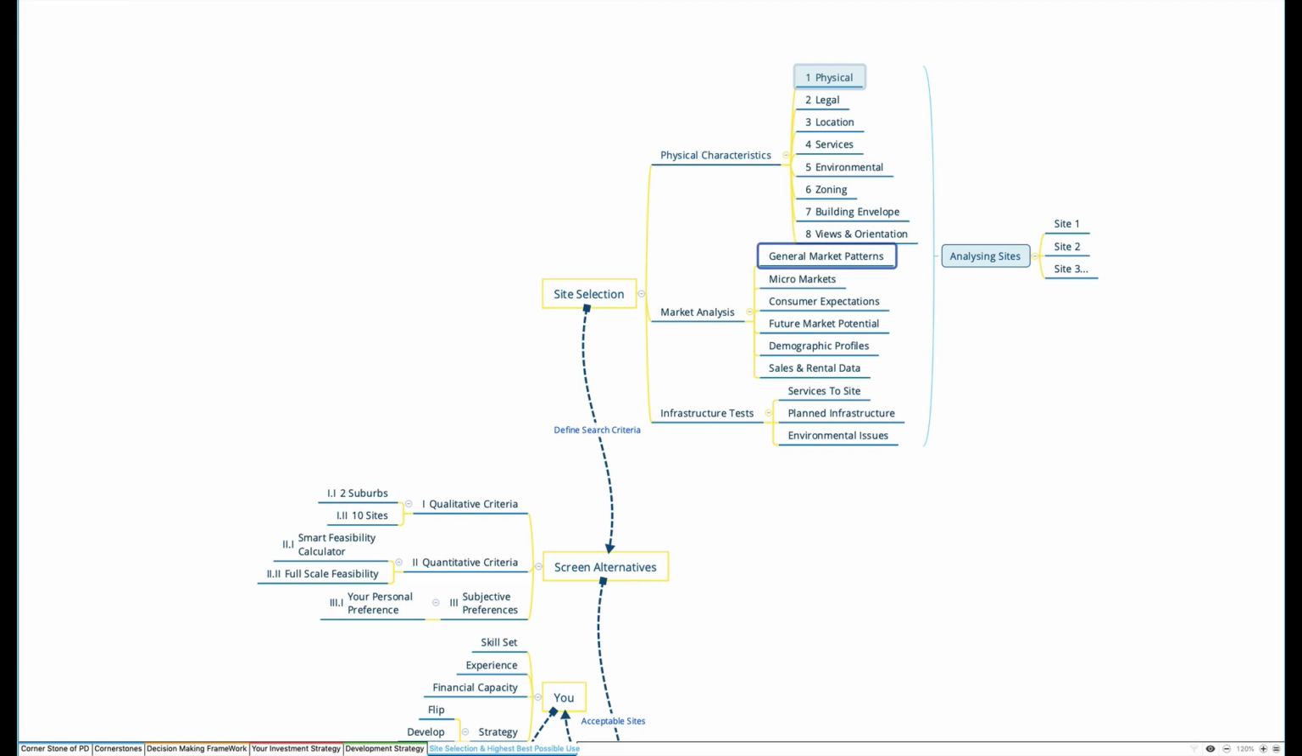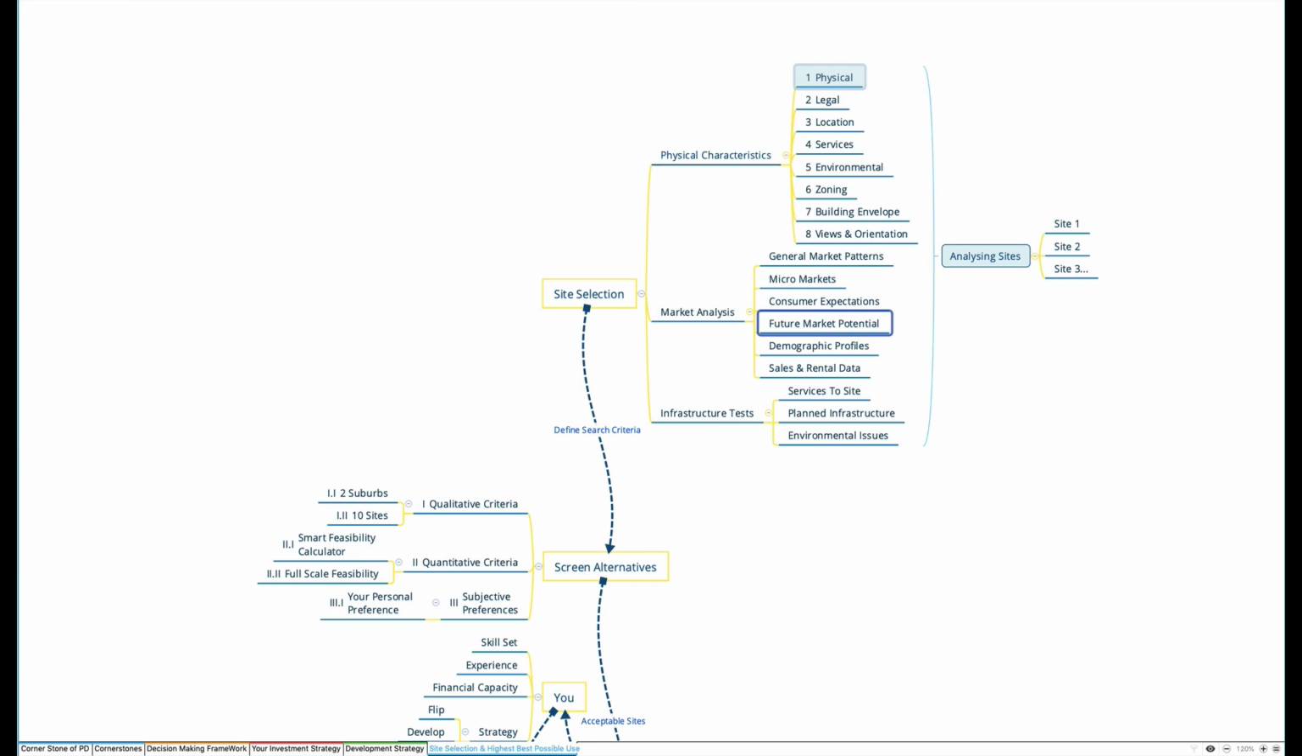The second group is the market analysis, which is your general market patterns and the micro markets. So there could be a niche market within a broader market that you can target. Consumer expectations: what are they looking for, and what impact would the consumer expectation have on the design? Are they looking for two-bedders, or do they want a bigger balcony? Do they want reverse living, for example, so that they can enjoy better views?